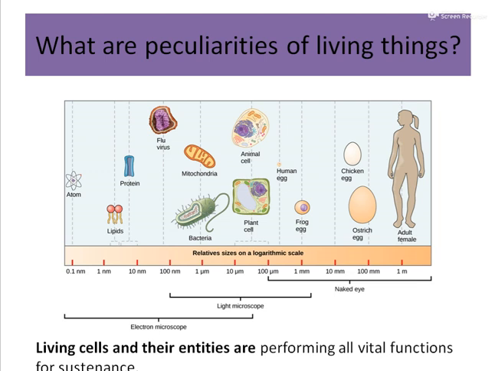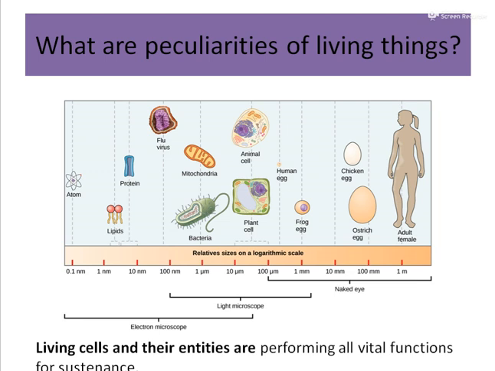All living things carry out lots of vital functions for their sustenance, and their size is quite different. For example, the size of an adult person is different. A frog egg is on the millimeter scale. And if you take a bacterium, it is on a micrometer scale.